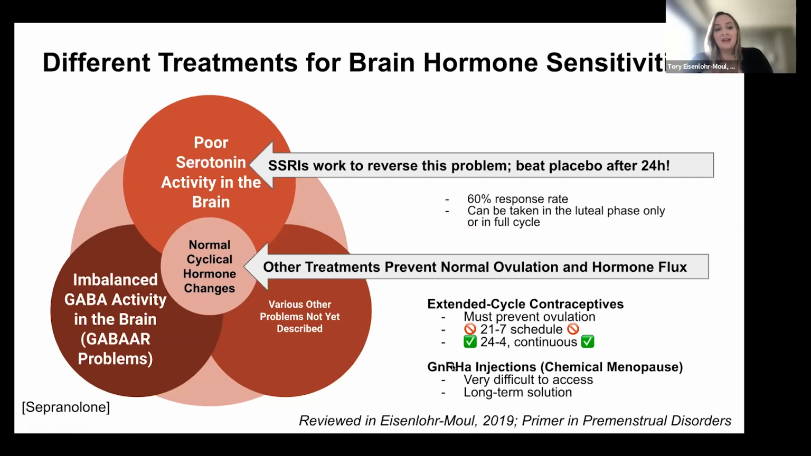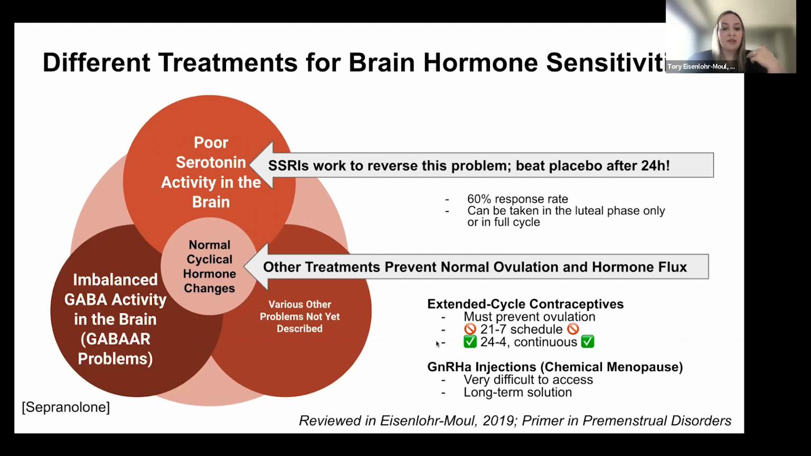And then if we don't have other things to try, and we tried several SSRIs, the next step is basically to just prevent normal ovulation. This doesn't mean that there's anything wrong with the hormones in PMDD, but it does suggest that getting rid of this hormone flux can help us prevent those brain reactions. If there's no hormone flux, then your brain doesn't have to worry about adapting.